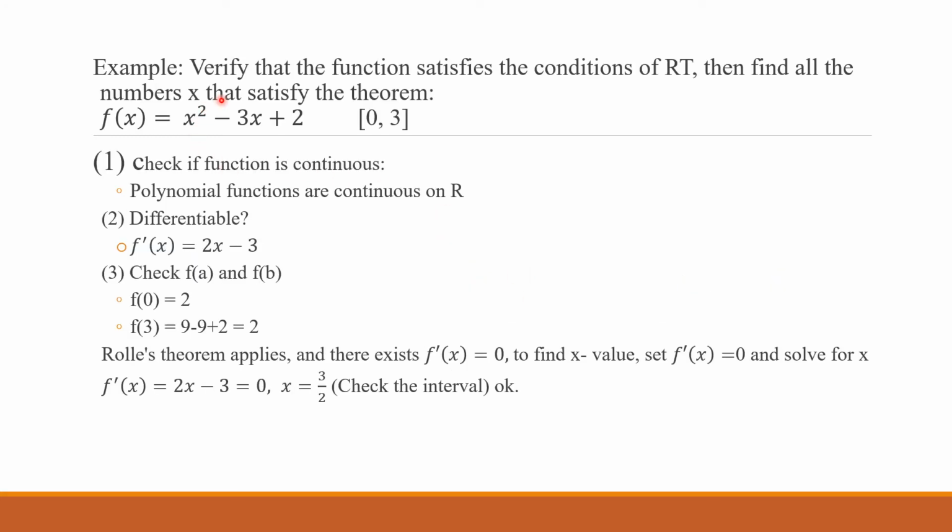Alright, let's take an example. Verify that the function satisfies the conditions of Rolle's theorem, then find all the numbers that satisfy the theorem. Here is the function, a polynomial of second degree, and this is the interval. So we have 3 checks to do. First, I need to check if it is continuous. Polynomial functions are continuous on R, so it is continuous, check. Is it differentiable? Let's differentiate it. The derivative will be 2x minus 3.